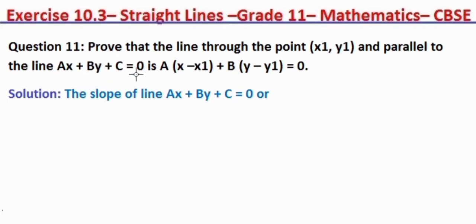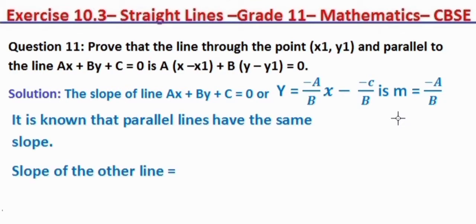Okay, let us first find the slope of ax + by + c = 0. Solution: we can rewrite this in slope intercept form. Slope intercept form means y = mx + c, isn't it? So here y = -(a/b)x - c/b, and m = -a/b. Here the slope is -a/b. But it is given that the line is parallel. Parallel means the slope will be the same. It is known that parallel lines have the same slope, so the slope of the other line will also be m = -a/b.